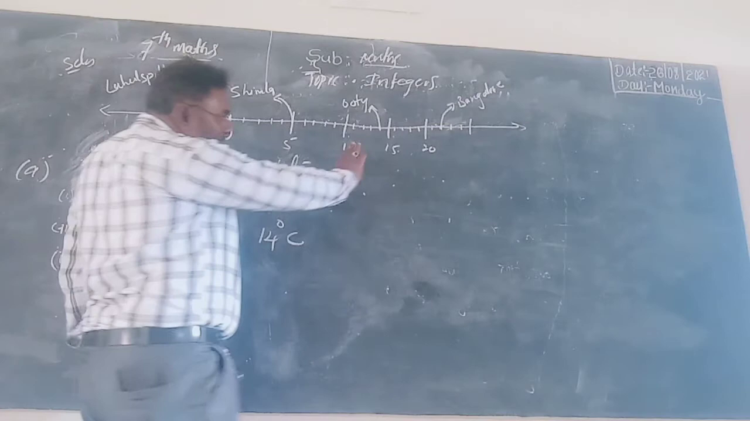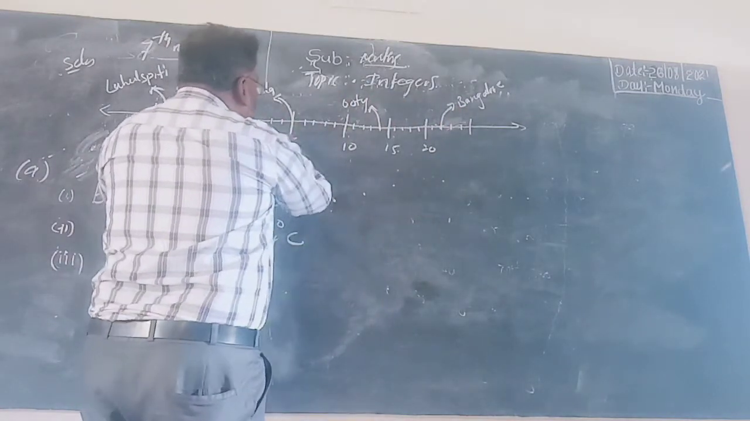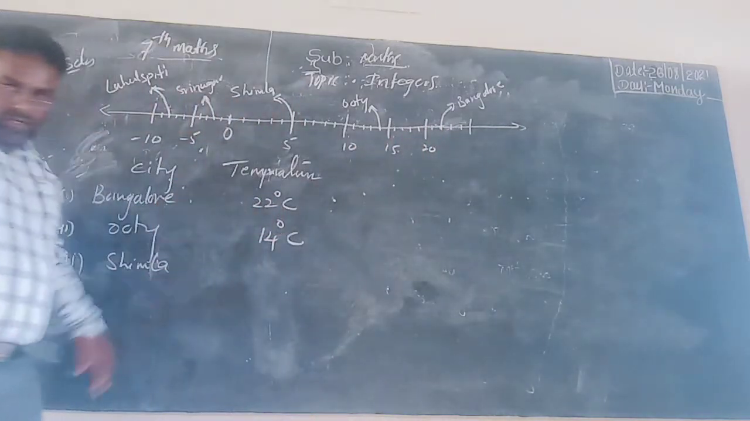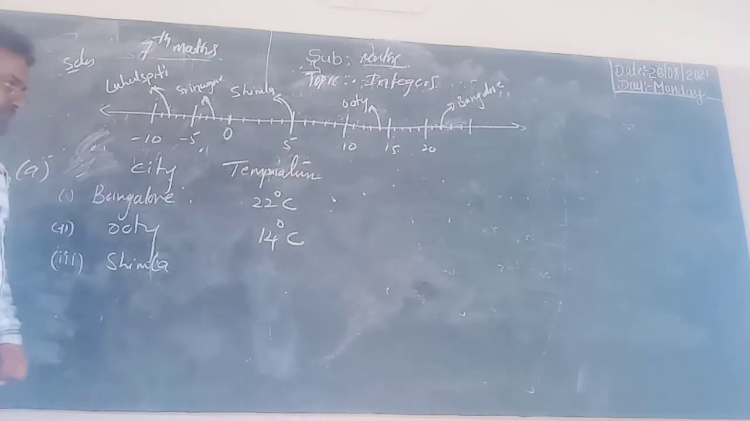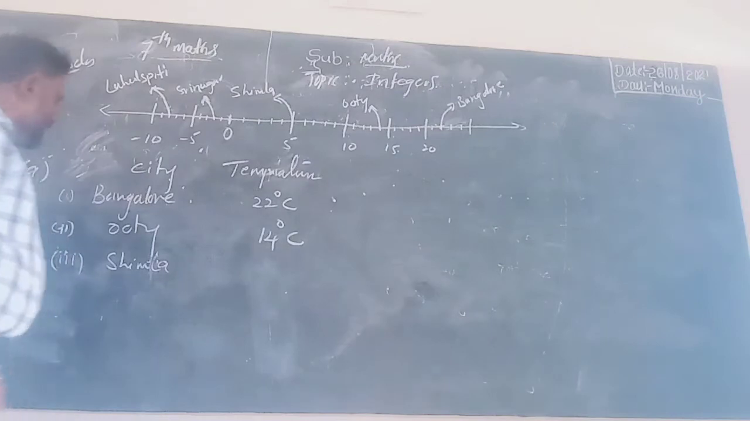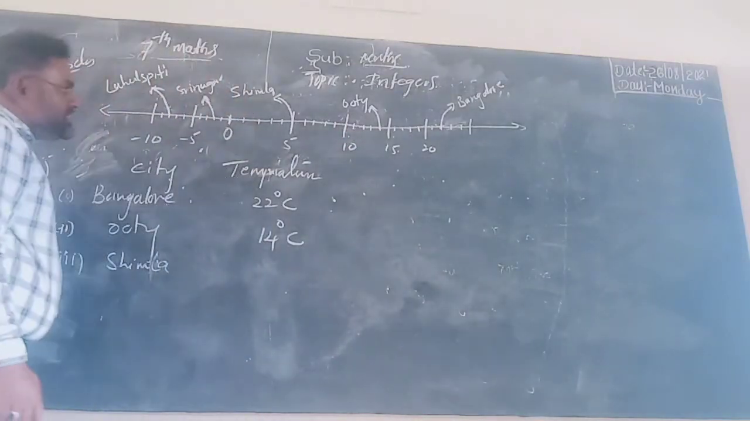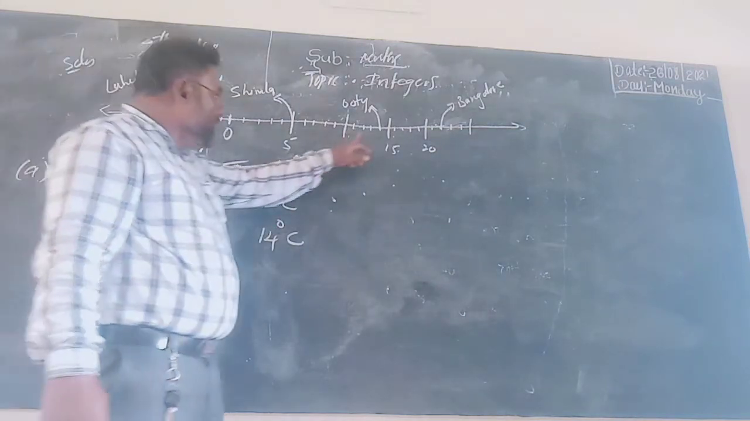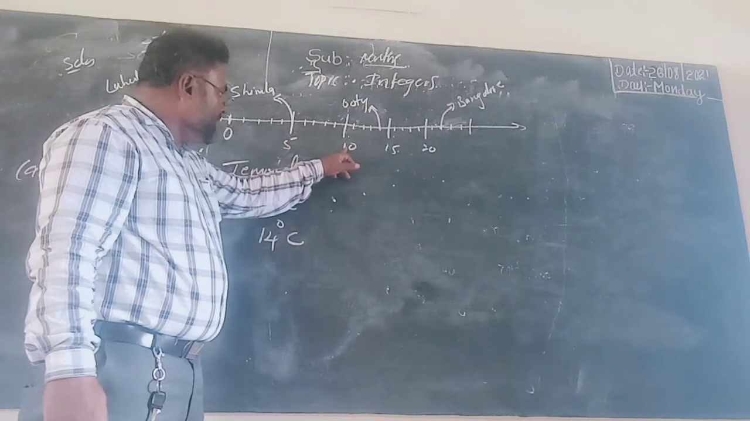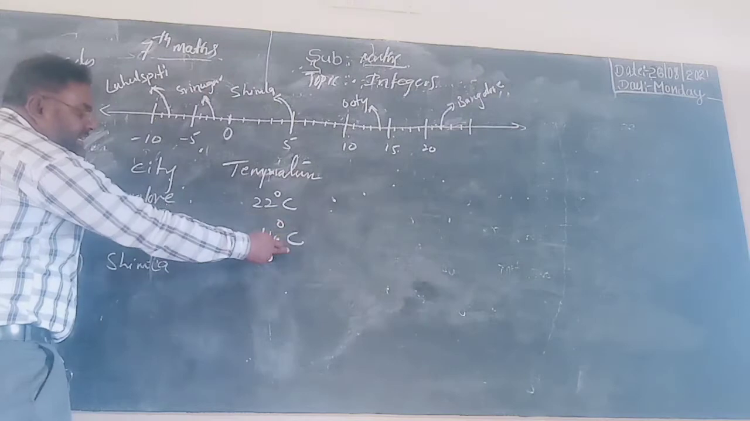Listen here, Bangalore. Where is Bangalore? From 0, count 5, 10, 15, 20, 21, 22 degrees. 22 degrees centigrade is Bangalore's temperature. Next, the second one is Ooty. What is the temperature of Ooty? From 0 to 5, 10, after 10: 1, 2, 3, 4, that is 14 degrees centigrade.